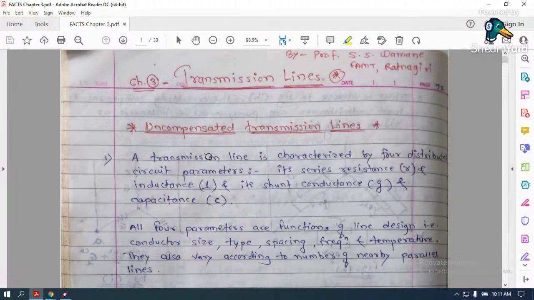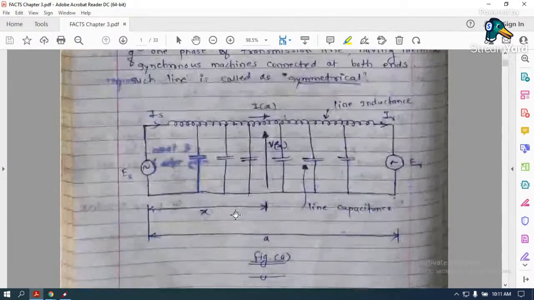Okay, let's start with the next lecture. In the previous lecture, we started with the uncompensated transmission line. In that, we have seen that a transmission line can be characterized by four parameters. First is series resistance, second inductance, third shunt conductance, and then shunt capacitance.